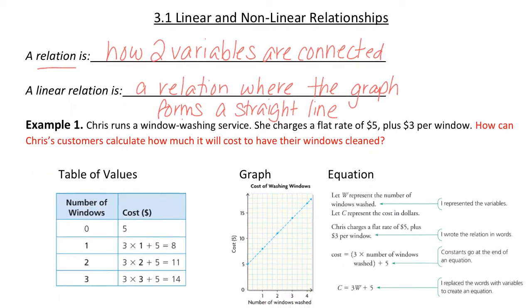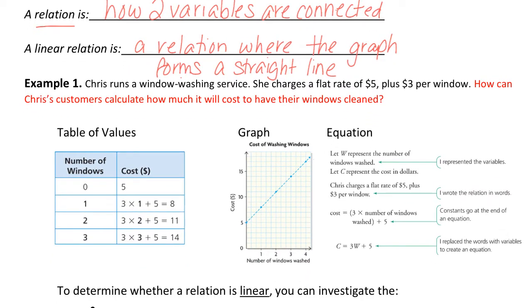So let's just take a look at an example where we compare two variables. In this example, we have someone running a window washing service that charges a flat rate of $5 plus $3 per window. So this is our key information here. And we want to know how Chris's customers can calculate how much it will cost to have their windows cleaned. So our independent variable is the number of windows that we have. And we know that based on the number of windows, we are going to have a certain cost.